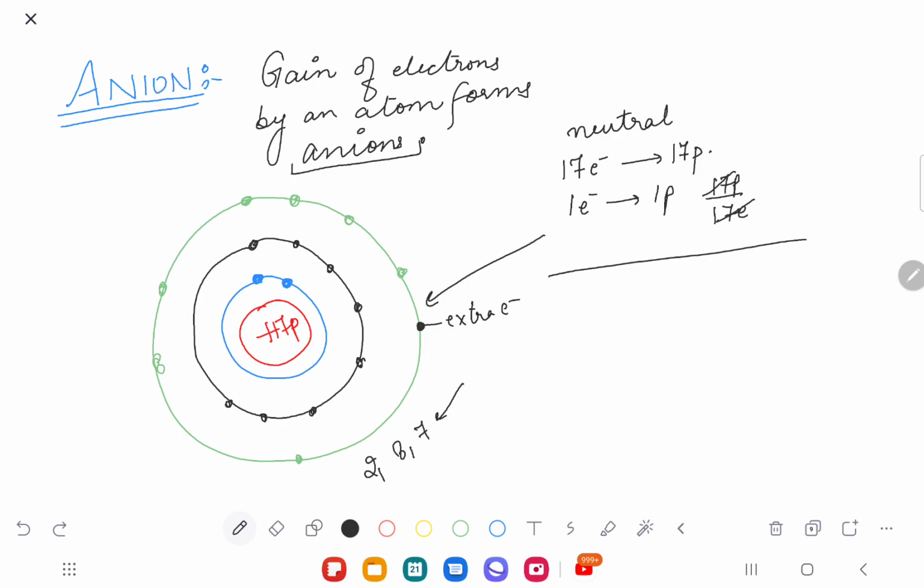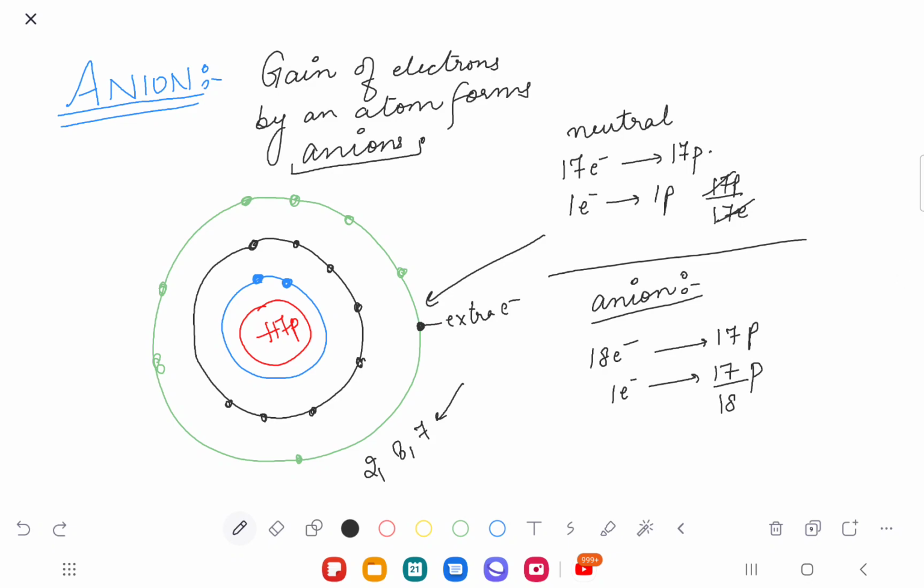Yes, 1 by 18 less. Now when it is forming an anion, there are 18 electrons, and they are being attracted by 17 protons, because nothing is being lost from the nucleus. So one electron would be attracted by 17 over 18. Do you understand how you're supposed to write it down whenever you're asked?